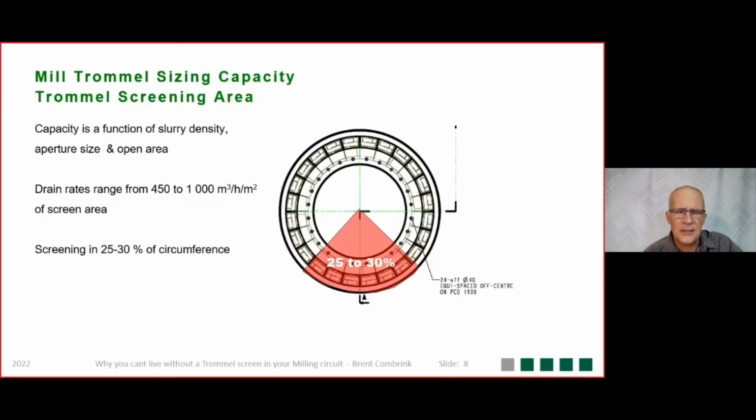Okay, the capacity, if you look at the trommel screen, the surface that's actually being used, it uses between 25 to 30%. So the capacity is a function of the slurry density, aperture size, and the open area. The drain rates range from 450 to 1,000 cubic meters per hour per square meter. And that will be determined by the type of panel you use, the density of the material, etc., the size and the shape of the material.